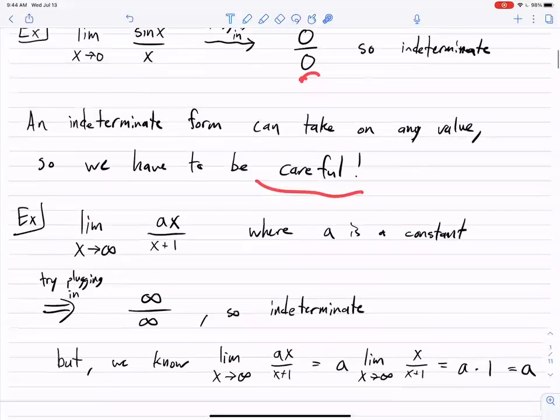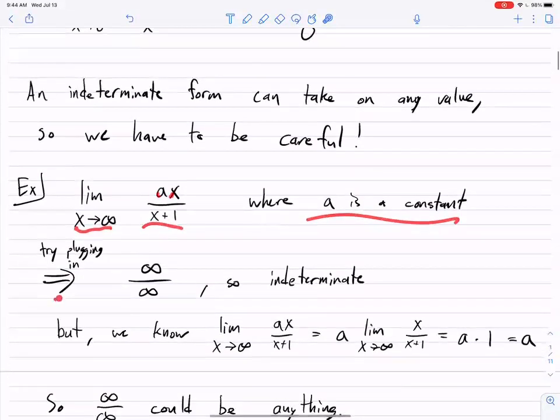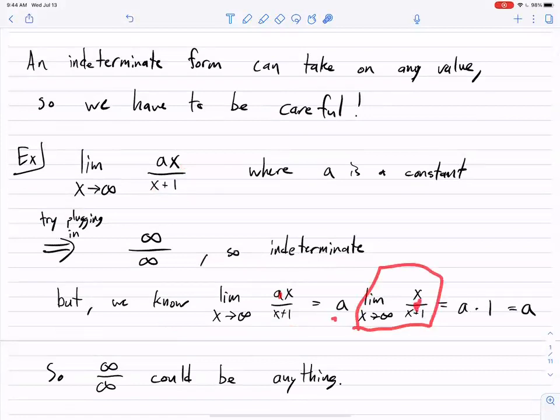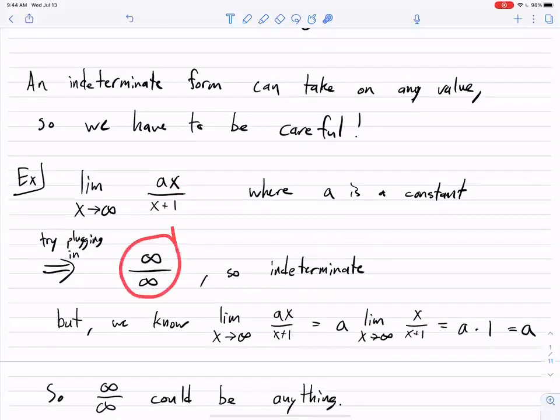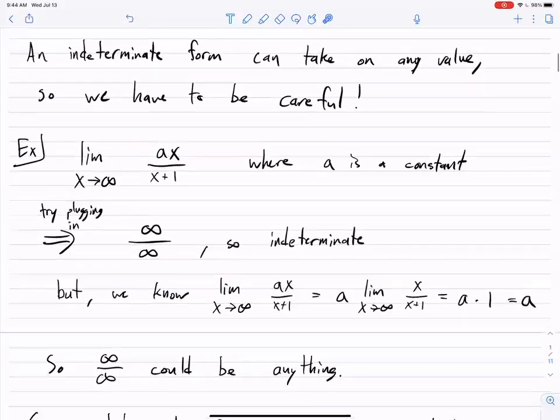And so here's an example to show you that it could be anything. Limit as x goes to infinity of ax over x plus 1, where a is a constant. If you try plugging it in, you get infinity over infinity, so it's indeterminate. But we know what this limit is, right? By pulling out this a and then taking this limit right here, which is 1, then you get a times 1 is equal to a. So infinity over infinity could literally be anything because a is any constant. And so whenever you have infinity over infinity or 0 over 0 when you plug in, you just have to be careful because it can really be anything.